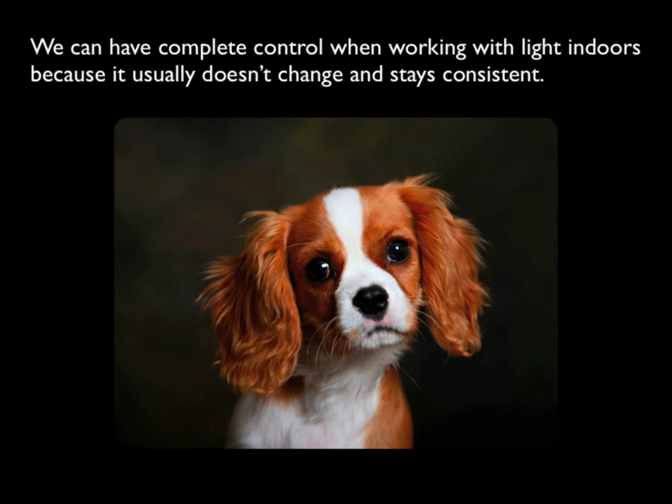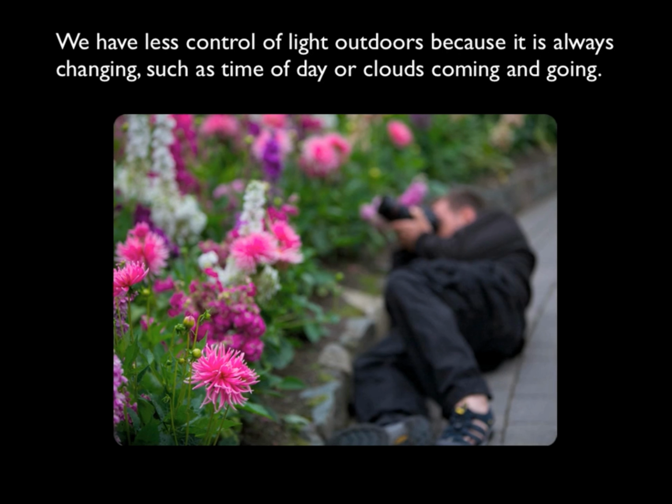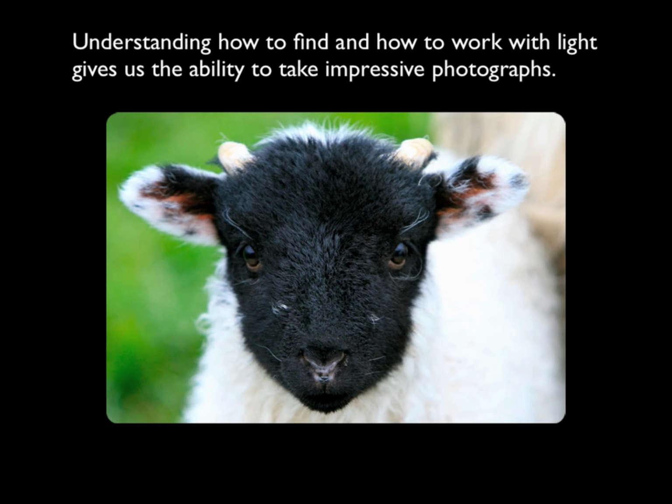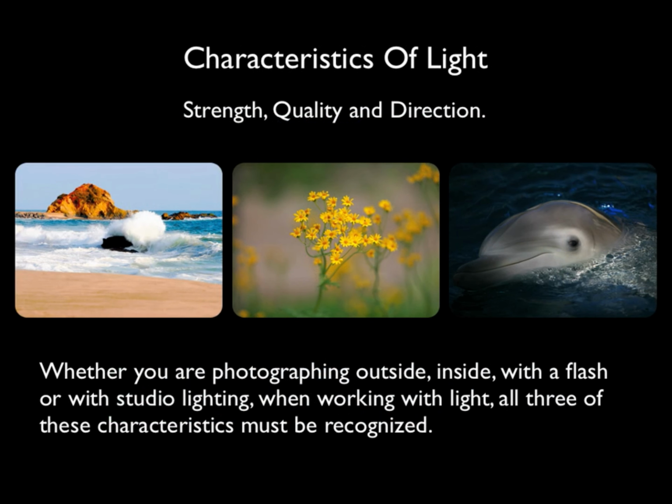We can have complete control when working with light indoors because it usually doesn't change and stays consistent. We have less control of light outdoors because it's always changing, such as time of day or clouds coming and going. Understanding how to find and how to work with light gives us the ability to take impressive photographs. The characteristics of light are strength, quality, and direction. Whether you're photographing outside, inside, with a flash, or with studio lighting, when working with light, all three of these characteristics must be recognized.